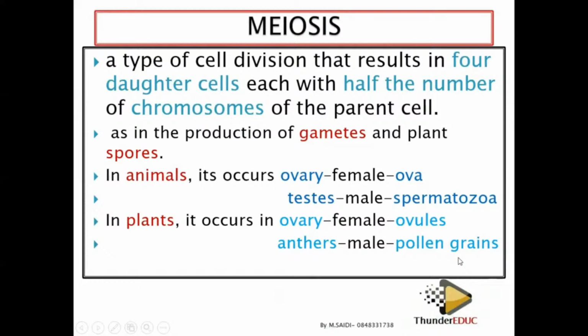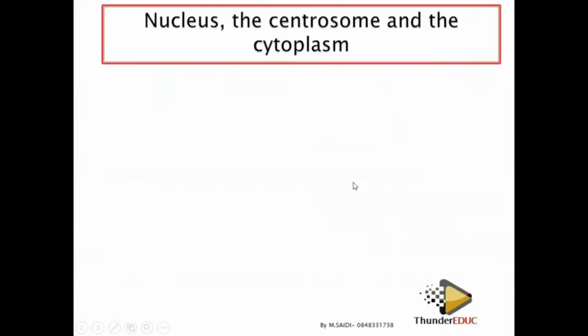So the question can come and say that other than the ovary in animals, which other place does meiosis occur? That is the testes. And what does it produce? It produces what we call the spermatozoa. And then in plants, it occurs in the ovary. It produces what you call the ovules. Basically, that's what you needed to know about this first introduction of meiosis.